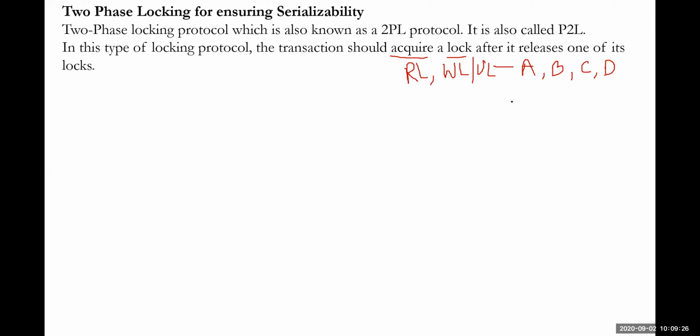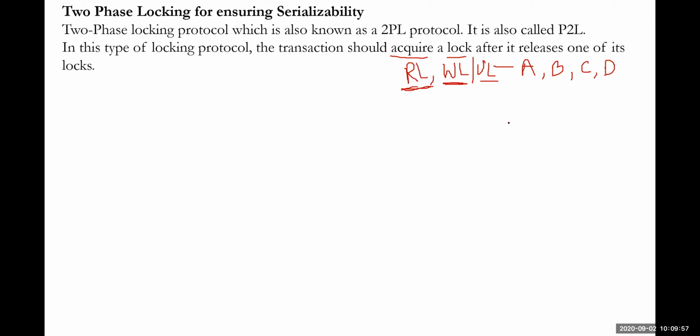So what this two-phase locking specifies is that all read locks and all write locks must come before the first unlock. Once you operate an unlock, you are not allowed to take read or write locks again. That is the protocol.